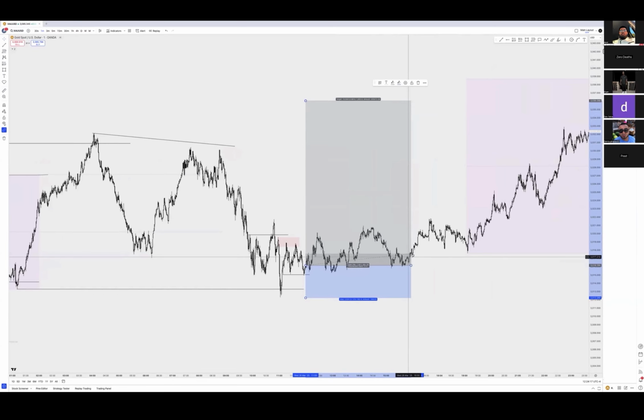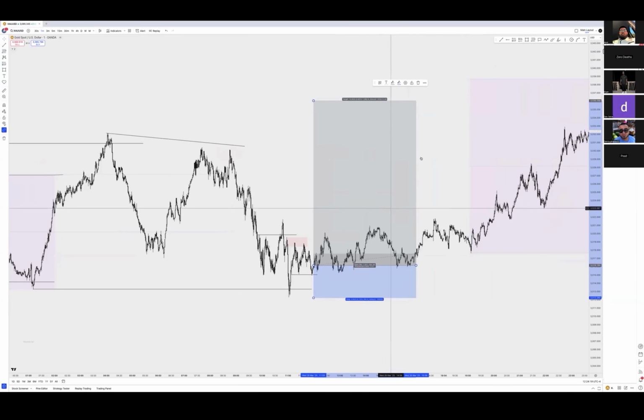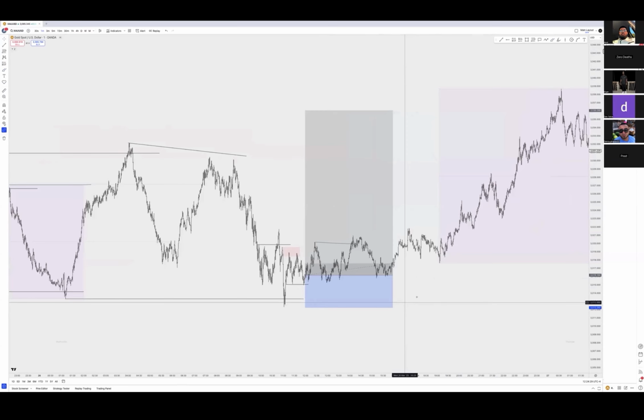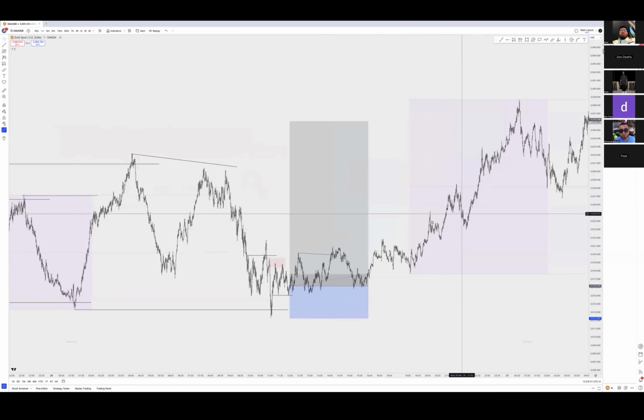I got tagged BE, because I went BE. As soon as the high got taken, I was like, I can't be asked to look at the markets. Just gonna go break even and chill out. Takes me out at break even, unfortunate. Starts moving to the upside.